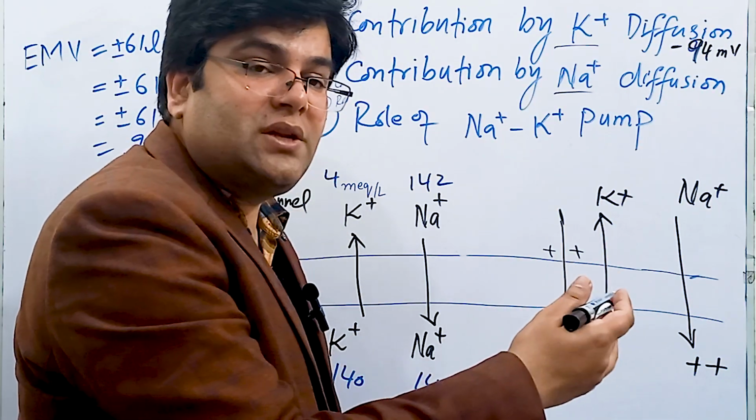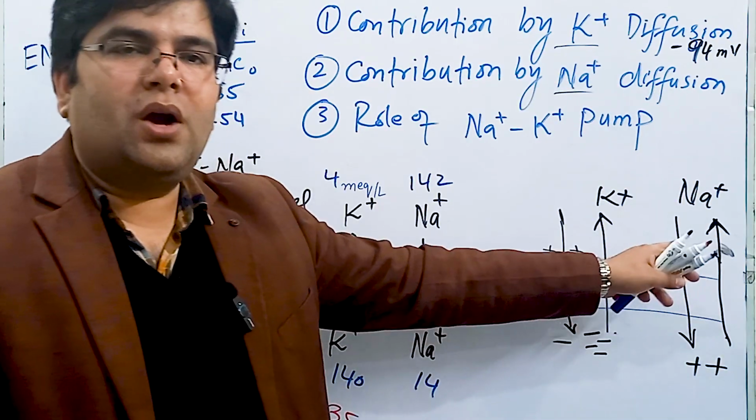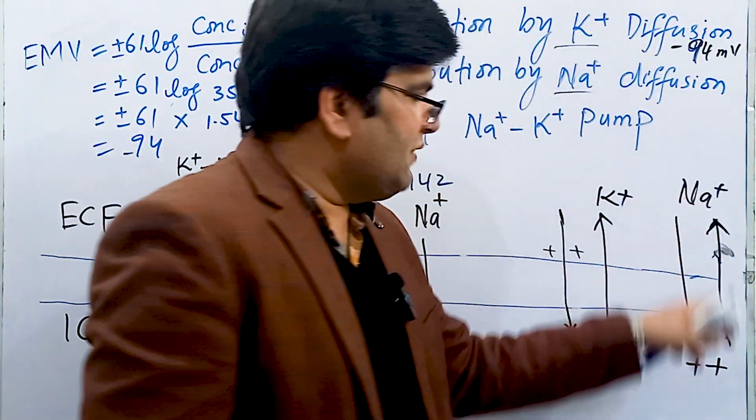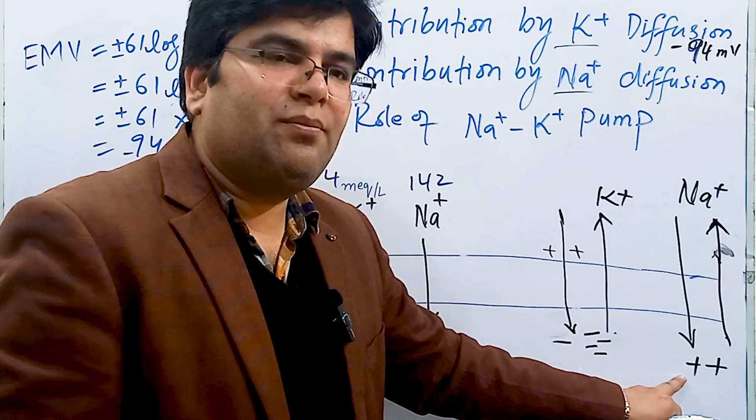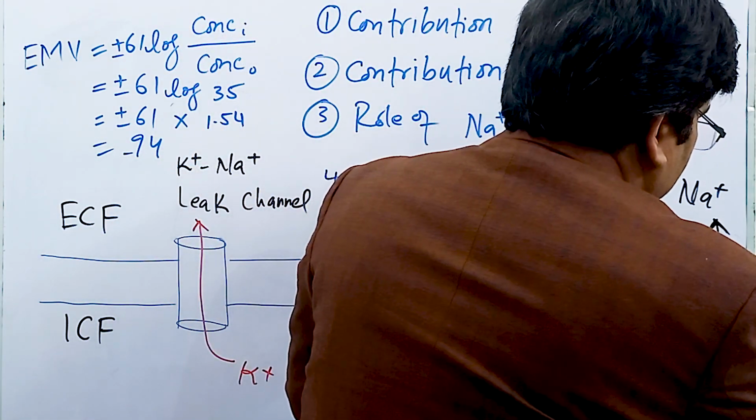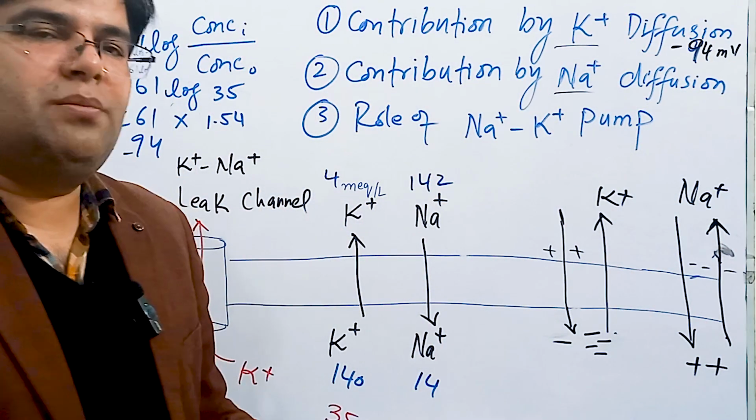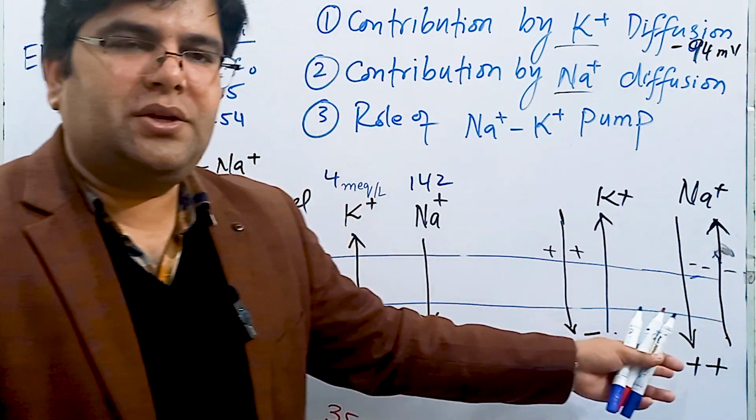And this diffusion potential for the sodium will gradually develop. The direction of this diffusion potential is from in to outside, because when sodium moves inward, inside will become positive and outside will become negative, and the direction of any diffusion potential is from positive towards negative.